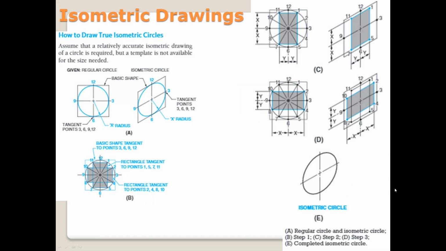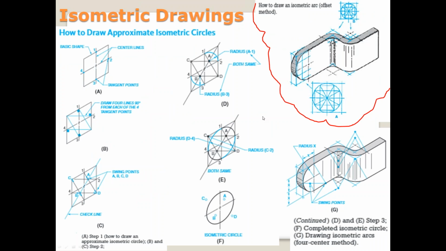Now, how do you draw the isometric circle approximately? To draw that approximately, it's the same kind of idea, but this time we're going to start with the basic shape, and then we're going to establish 4 tangent points. You're going to draw the center line first, then establish 4 tangent points.